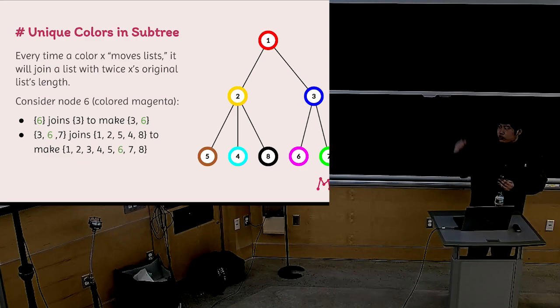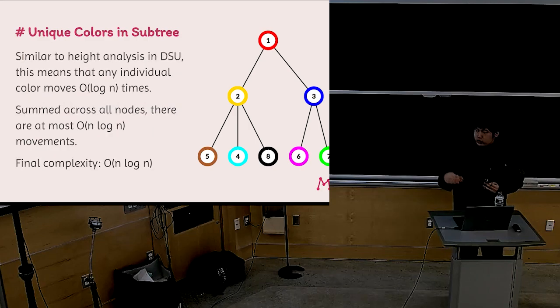Yes. So a specific element will be merged O(log n) times and summed across all of the nodes throughout, at most O(n log n) movements. As a result, because adding into a set in Python takes O(1) time, our final complexity will be O(n log n). Does this make sense to everyone? Okay.